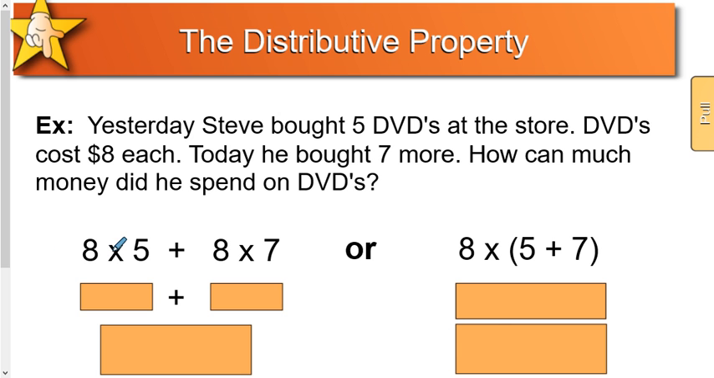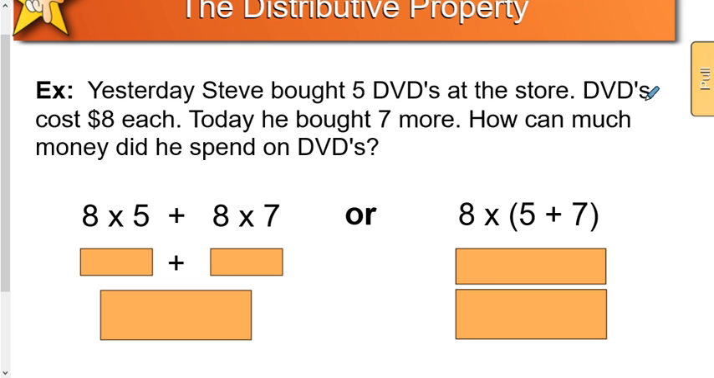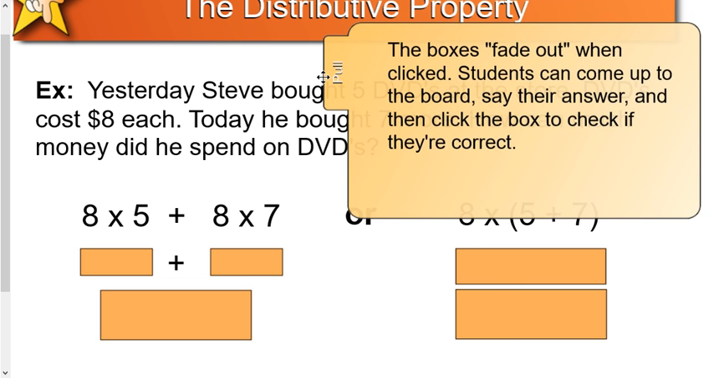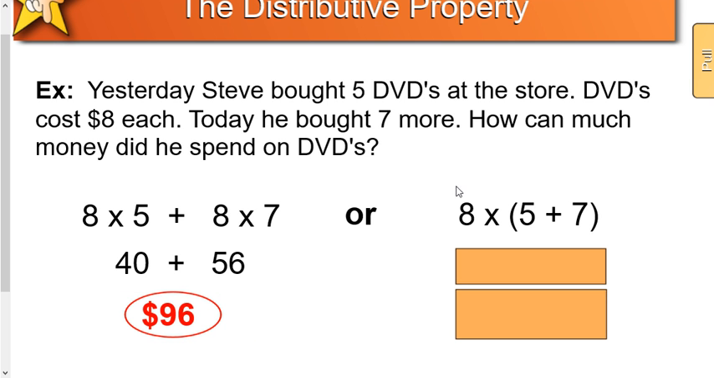So let's actually have a look at showing how we know we'll get the same answer. So same question. 8 times 5. What's that? Each DVD is $8. He bought 5 of them. That's $40. And he bought another 7. So 8 times 7. That's $56. Let's add them together. $96.